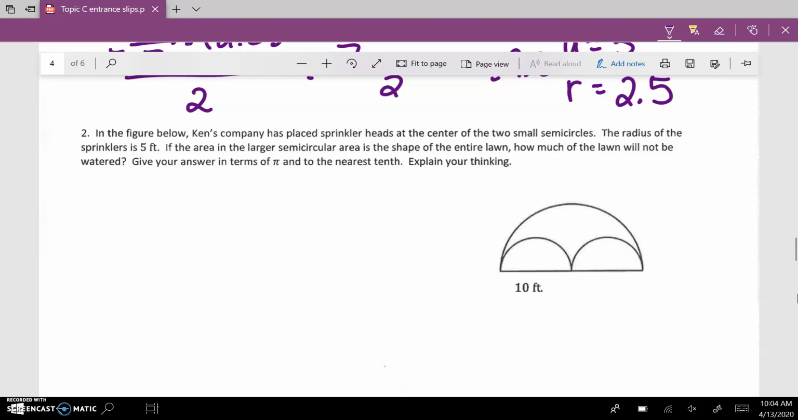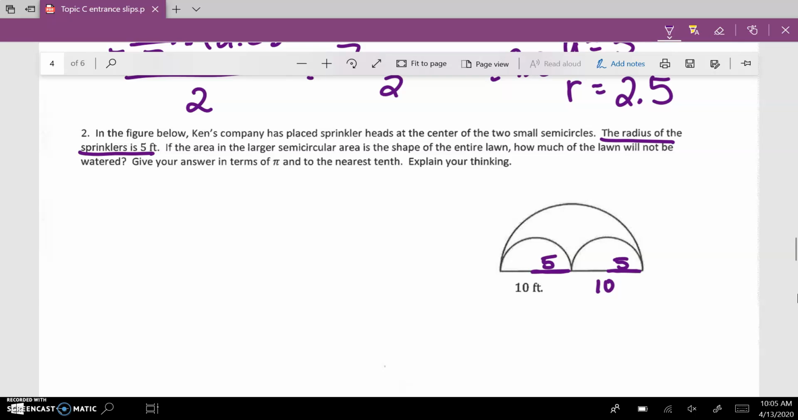Okay, so there's a lot going on here. If we start with the radius of the sprinklers is 5 feet, that means half of this semicircle is 5. So that's where they got that 10 from on the bottom. That also means that this one would be 10 feet going across for the diameter, or we could say that the radius of this is 5.